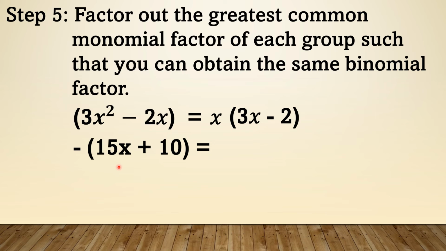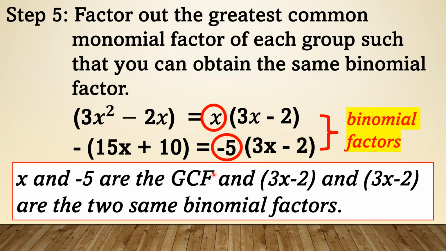For the second group, the GCF is negative 5. So we're going to divide the binomial by the GCF negative 5, and the other factor is 3x minus 2. So here, x and negative 5 are the GCFs and 3x minus 2 are the two same binomial factors.